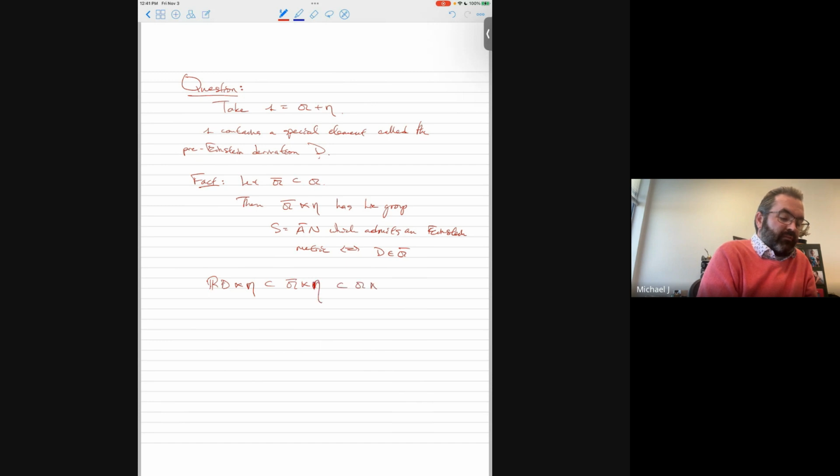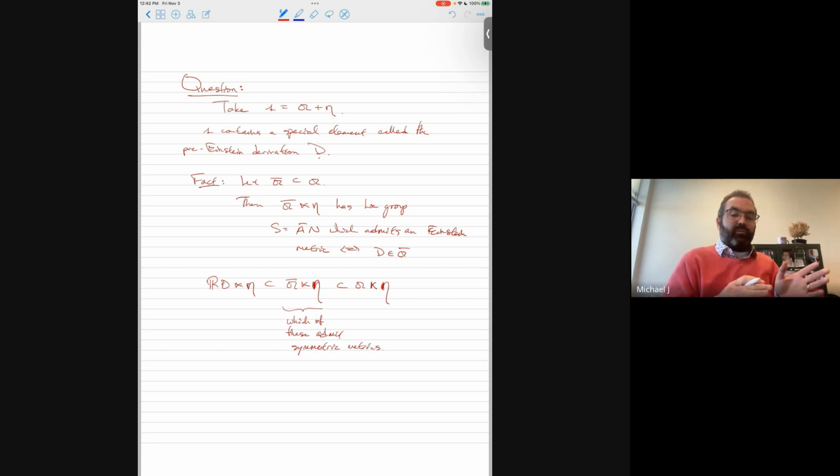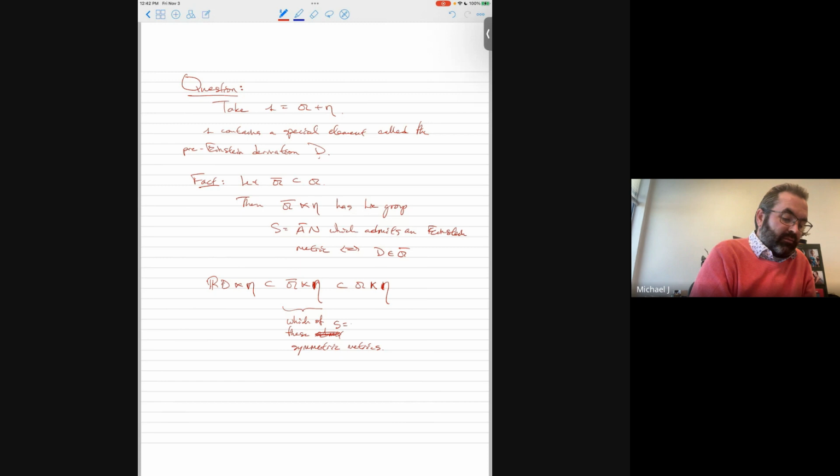It sits inside of here. And so for some other reason, we were interested in this question. Which of these admit symmetric metrics? I'm being very casual in the way I say this. What I really mean is I take the algebra, and really I want to look at its corresponding Lie group. So which of these S, maybe I'll call it S bar, admit symmetric metrics?